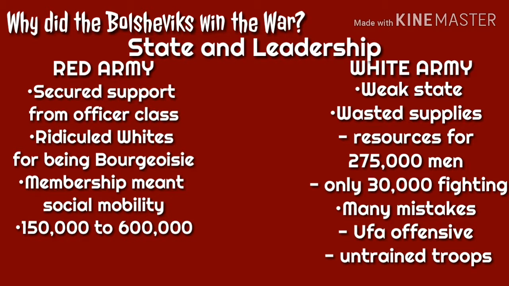The Whites, however, were a weak state. They wasted supplies as they had resources for 270,000 men when only 30,000 were fighting. They also made many mistakes, such as the Ufa offensive, where they used untrained troops. This is where it gets a little bit confusing, but I'm going to try my best to explain it.